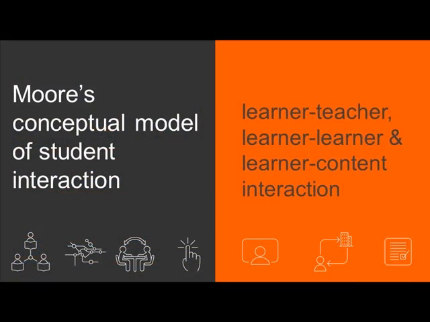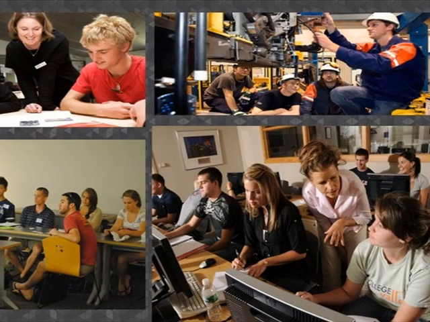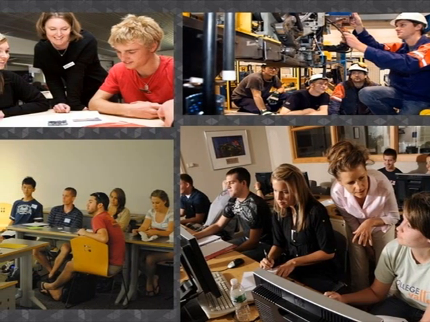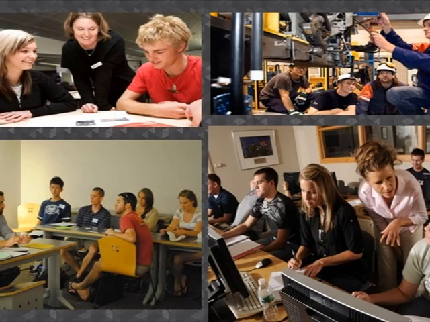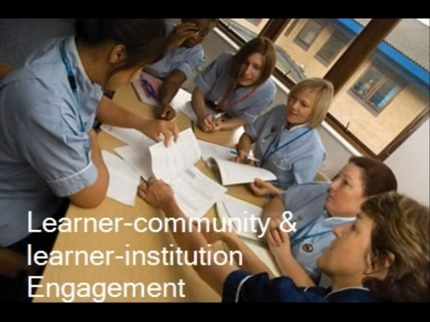Moore's model provides 3 categories of student interaction: interaction between the learner and the teacher, other learners and the content. In the CSU online learning model, Moore's idea of interaction has been broadened to one of engagement. In an acknowledgement of the importance of CSU's focus on preparing professionals for the workplace, 2 further dimensions of engagement have been added to the CSU model: learner community engagement and learner institution engagement.